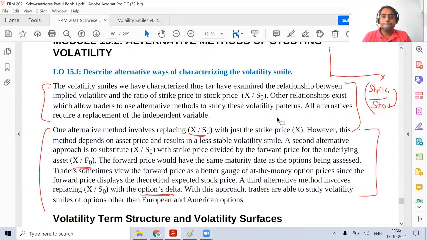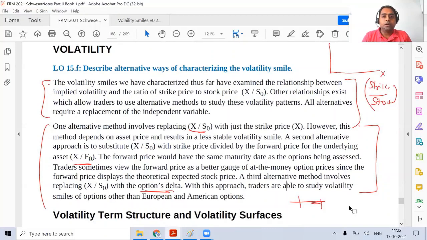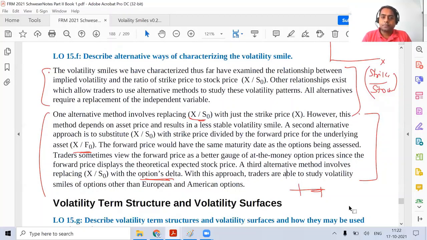All good till here. I am assuming that everybody is with me till this point. I am moving towards the next section. Yes, this line. What they're saying is that instead of using S0, traders are sometimes more confident in F0, that means the future price. Instead of taking the stock price, they feel that F0 gives them a better picture of what is going to happen in the future. So instead of K by S0, they are taking K by F0. It all depends upon your perspective about the market. Right, Bhavya?